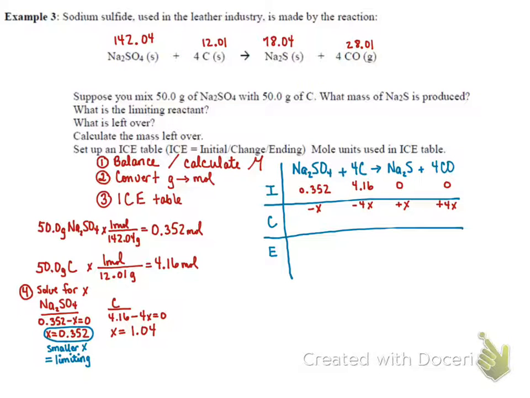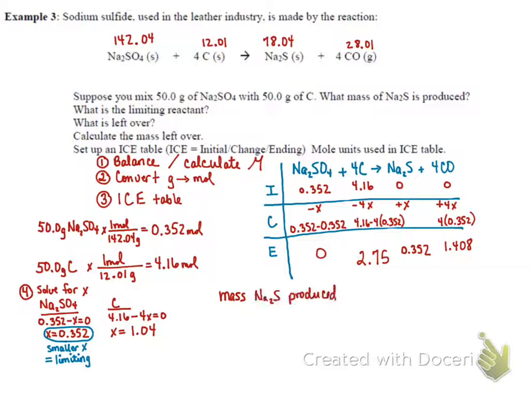So we take that x and we plug in the math here. So we're going to do 0.352 minus x, and what do we have left? And we're going to do that for each reactant. Sometimes I don't give myself enough room here, so try to do a better job than I did.